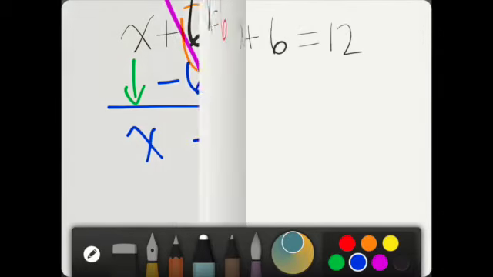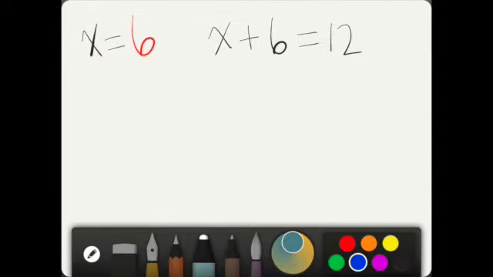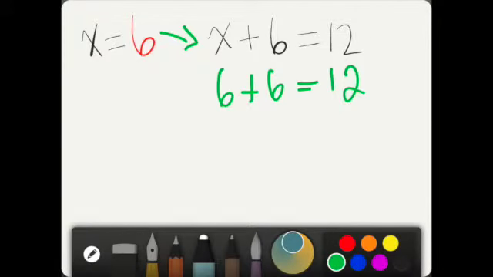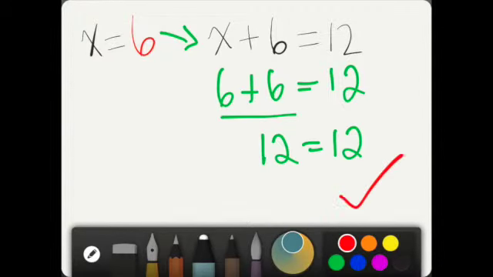Now we can check our answer. If x is in fact equal to 6, then we can sub it in for the original equation. So I sub in 6 for the value of x. I keep the rest of the equation the same. 6 plus 6 is 12, and 12 is in fact equal to 12. Therefore, that means x is in fact equal to 6 in this equation.